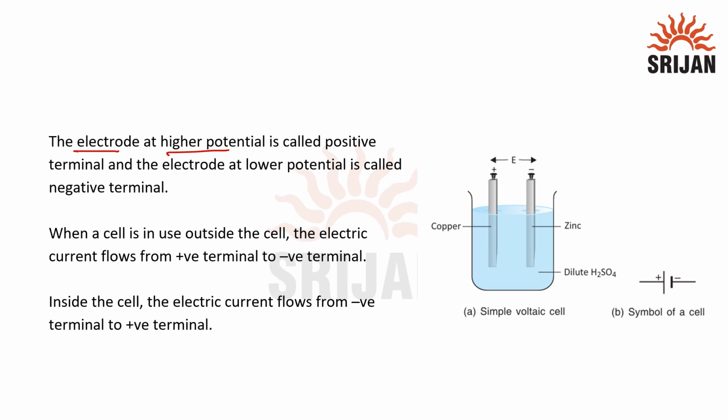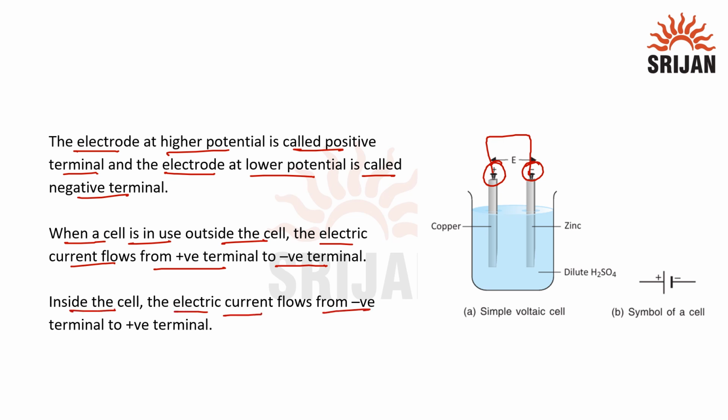The electrode at higher potential is called the positive terminal and the electrode at lower potential is called the negative terminal. So here we have the positive terminal which is at higher potential, and here we have the negative terminal which is at lower potential. When a cell is in use, outside the cell, the electric current flows from the positive terminal to the negative terminal, that is from this terminal to this terminal. Inside the cell, the electric current flows from the negative terminal to the positive terminal, that is from this negative terminal to this positive terminal.